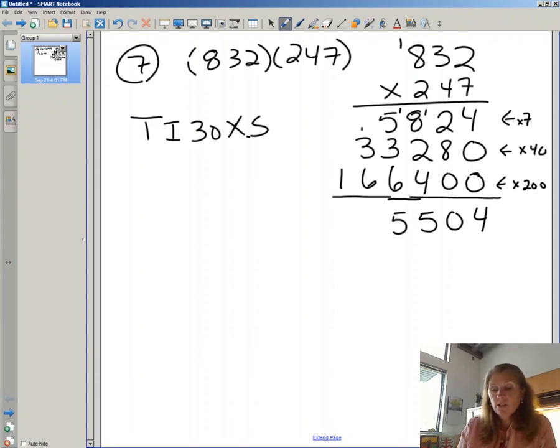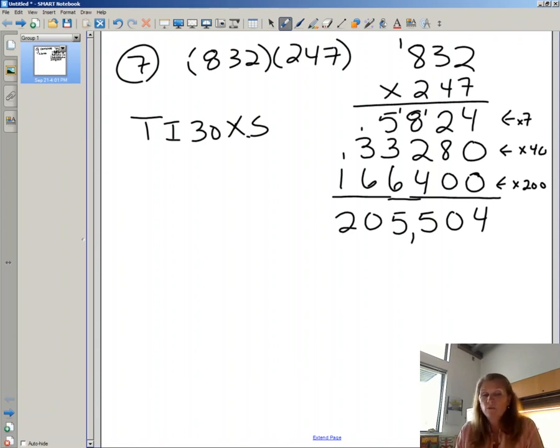6 and 3 is 9, plus 1 is 10. 1 and 1 is 2. And so I have 205,504. And again, if you had a calculator, you could punch that in and see if you got it right.